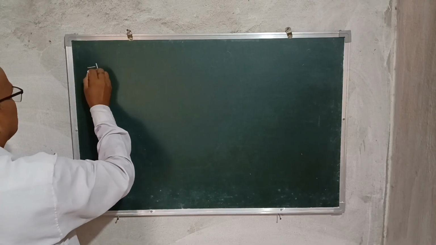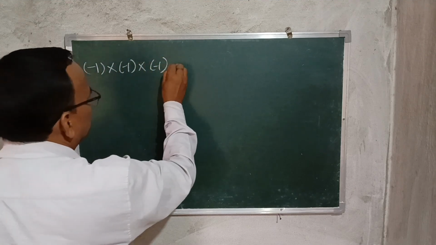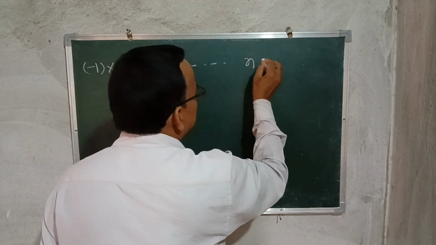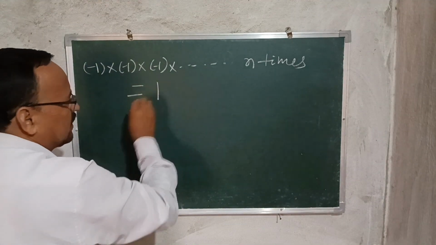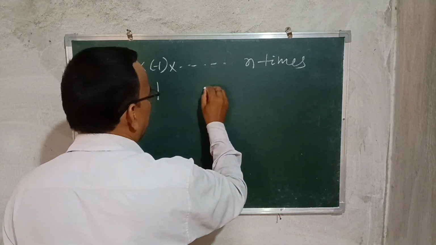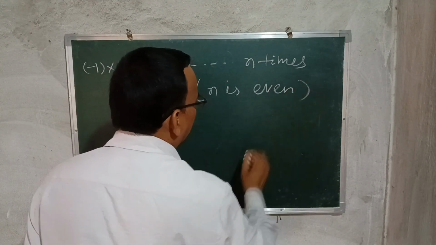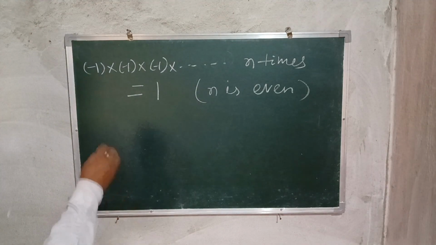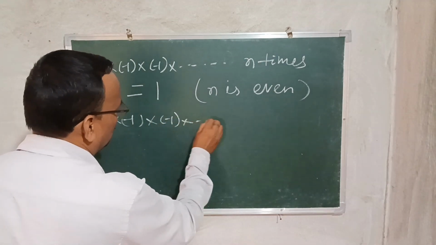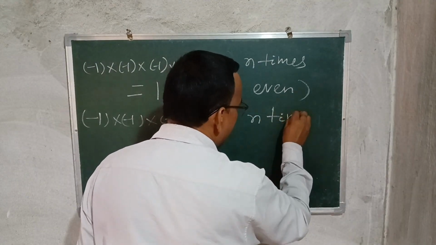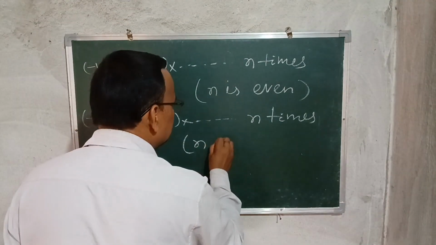Minus 1 into minus 1 into minus 1, and so on n times, is equal to 1 where n is even. And minus 1 into minus 1 into minus 1, and so on n times, is equal to minus 1 when n is odd.